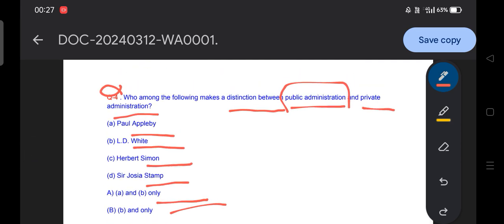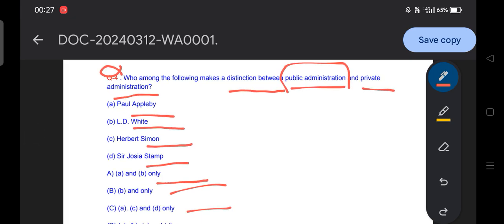So what is the answer to it, those who believe in the distinction between public and private administration? Paul Appleby, and Herbert Simon and Sir Josiah Stamp, they believe in the idea of the distinction between public and private administration. But L.D. White does not believe it, so you can eliminate easily.